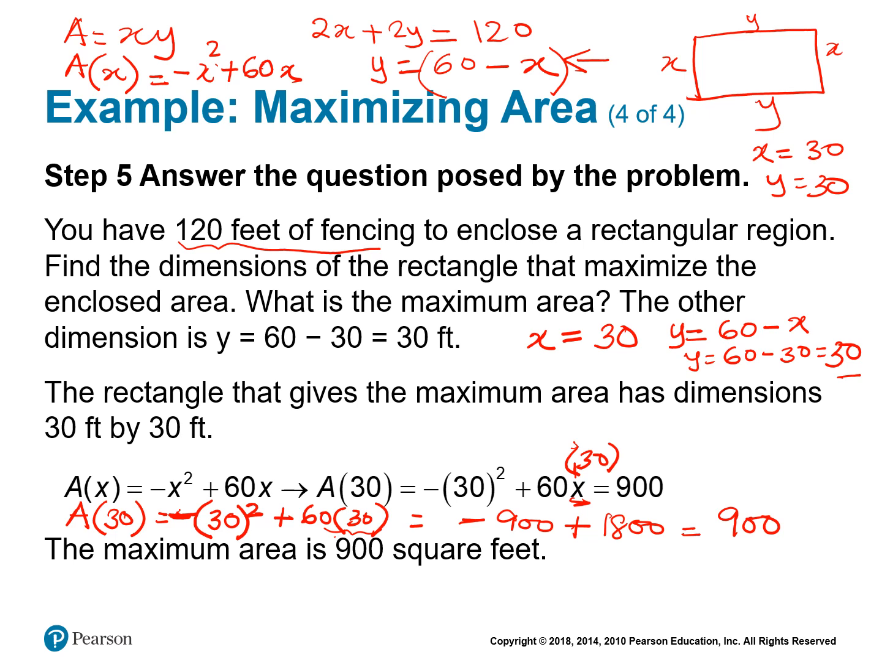All right, so that's how they got this 900. Now it is a little bit confusing because they made an error in the slide. They should have shown the substitution of 30 into the x next to the 60. That's why I worked it out here. It's 60 times 30, so minus 900 plus 1800, which comes from 60 times 30. And then when you do the subtraction, equals 900. So the maximum area is 900 square feet.